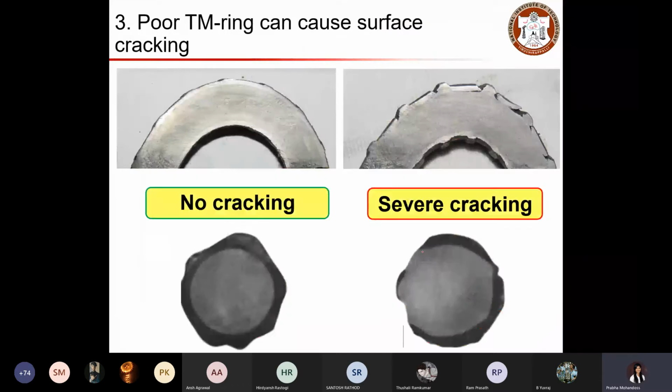The next question is, how does it affect the performance, especially when we bend the rebars to use as stirrups? When you do not have a proper cross section, it is going to crack when it is getting bent. So the poor TMT ring can cause surface cracking. Here is an example of a TMT rebar which got cracked, and when you have good outer ring formation, you will not see any cracking while you bend the rebar.